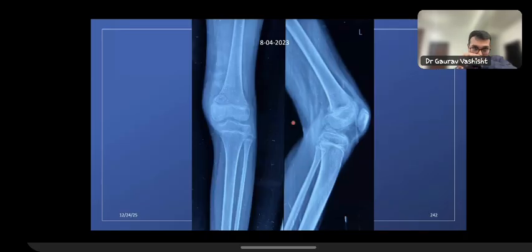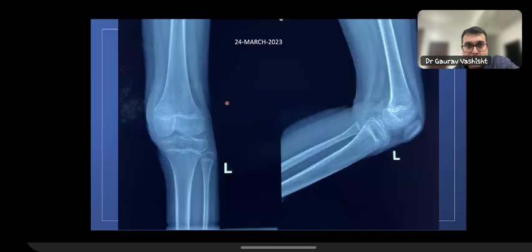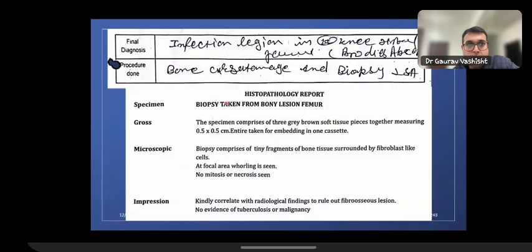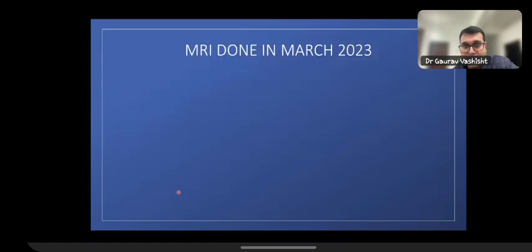Okay, this is the second X-ray from 8th April 2023, which the clinician had marked with the pen, and he thought that there is some lesion out here in the metaphyseal region. So he thought that there is infection in this region, query Brodie's abscess, and a bone curettage biopsy was done. The biopsy yielded nothing, and just said that it contained tiny fragments of bone tissue with fibroblastic-like cells, no mitosis, necrosis, and nothing. He said correlate with radiology findings.